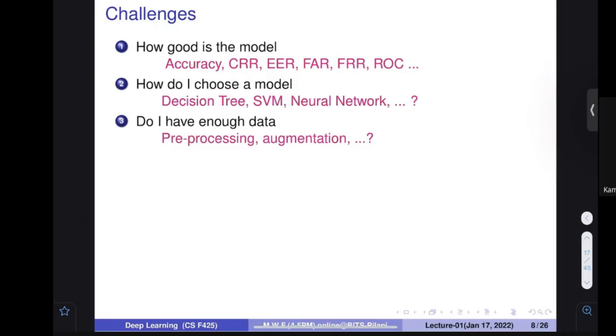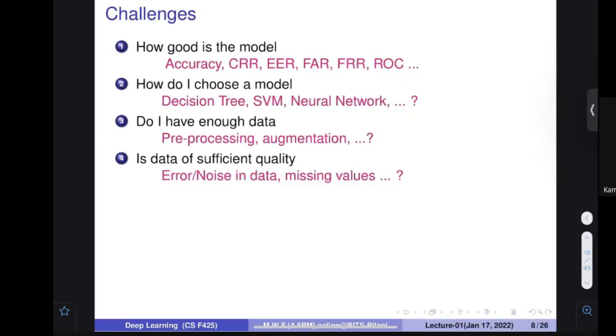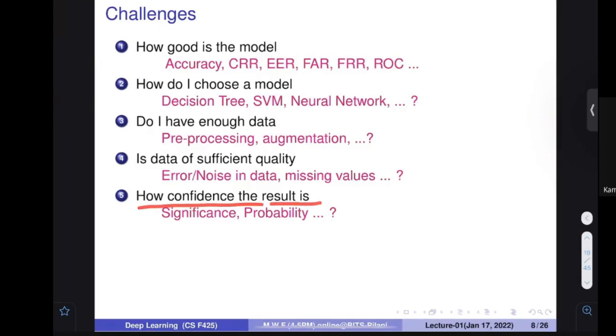Next question: do I have enough data? If you don't have enough data, how can you train? Next question: is the data of sufficient quality? If good data is there, you can build a good system. If good data is not there, then your system can get confused. How confident am I in my result?